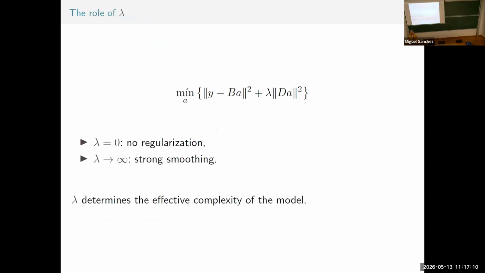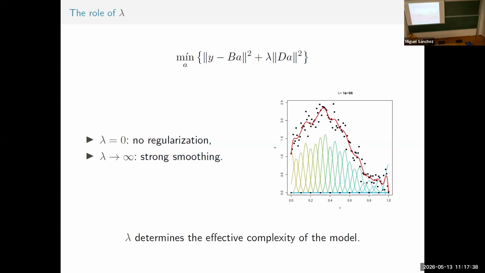Of course, because I'm using the second order derivative, my null space is linear. So if lambda is really large, I penalize the acceleration a lot. What do I get? A line. If I don't penalize anything, I will try to interpolate the data. So I have to choose lambda to get the shape right.